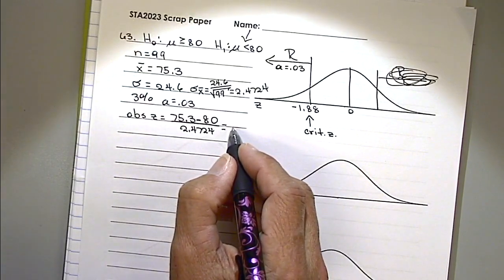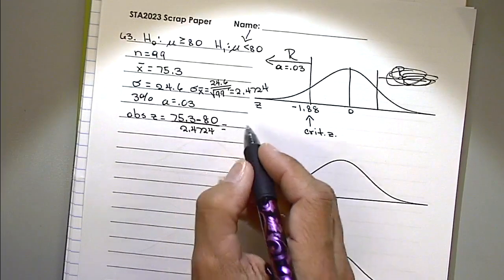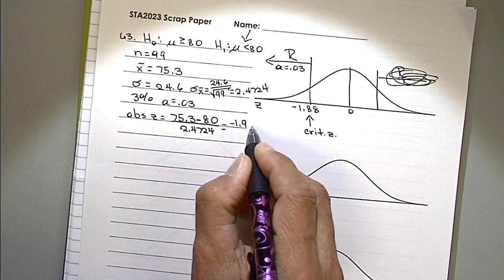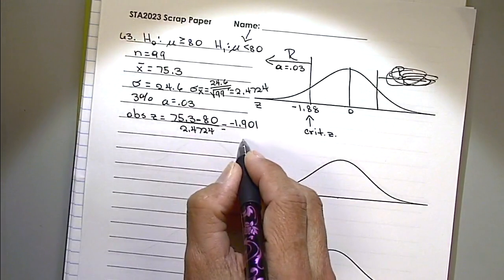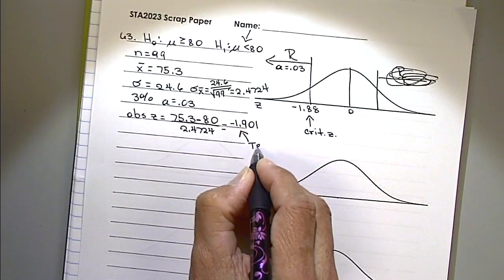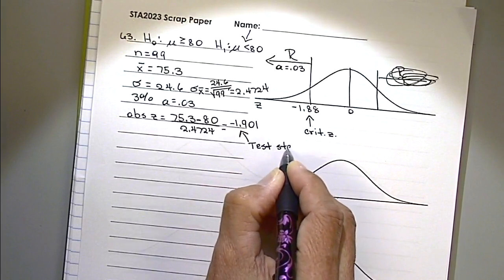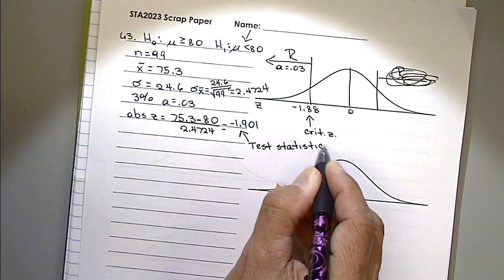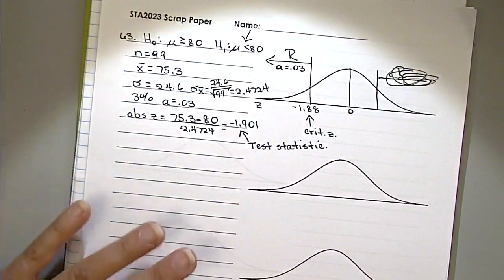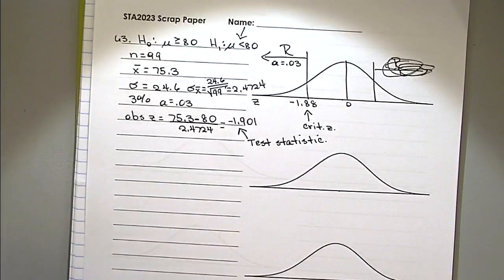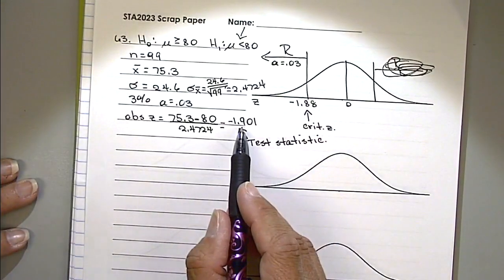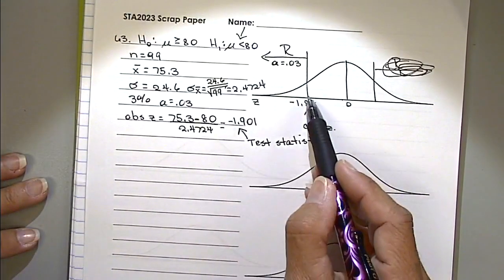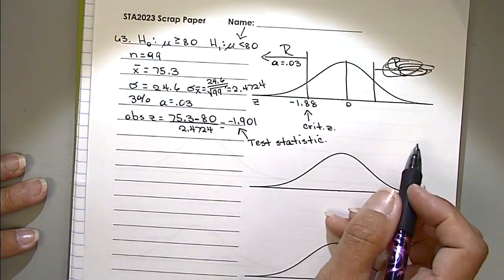I got negative 1.901. So it would be negative 1.901. This is the test statistic. Okay? That came from the sample. That's my test statistic. So I have two z's, really, don't I? I have the critical z, the one that I say this is my cutoff, and then I have the observed value of z, the one that I got from my sample that actually is called the test statistic. Where does it fall? Is it inside this rejection region or not?